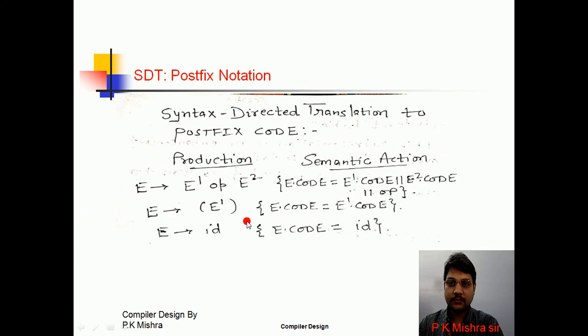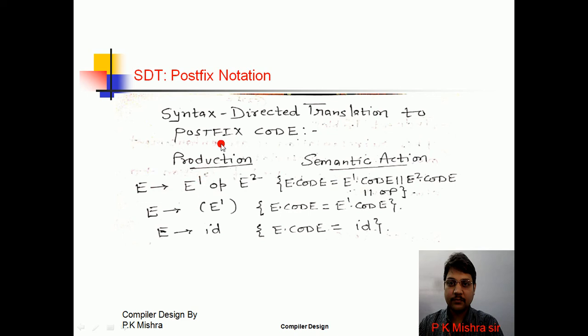Now there are three productions in a postfix notation. The first production is E gives E1 OP E2, where OP means operator. The second is E gives (E1), with parentheses. The third is E gives ID. There are three productions in the case of postfix notation. This is a grammar having three productions for postfix notation.